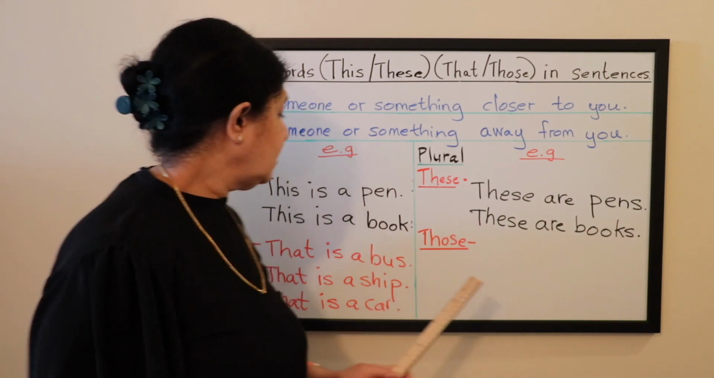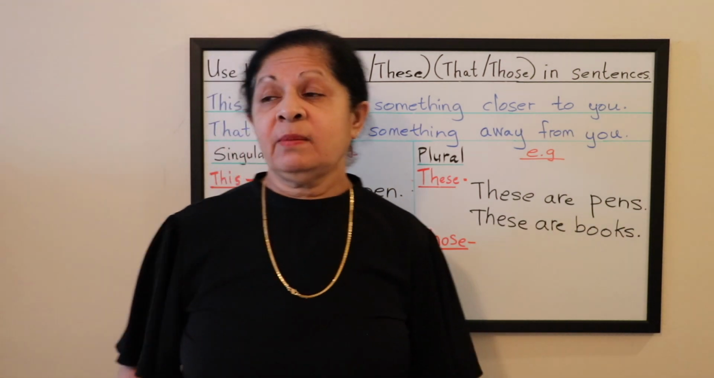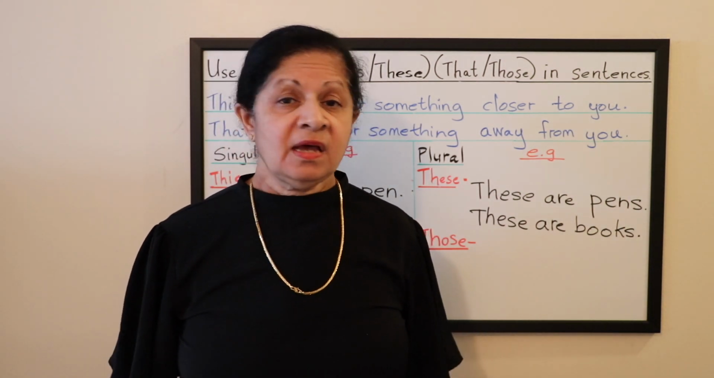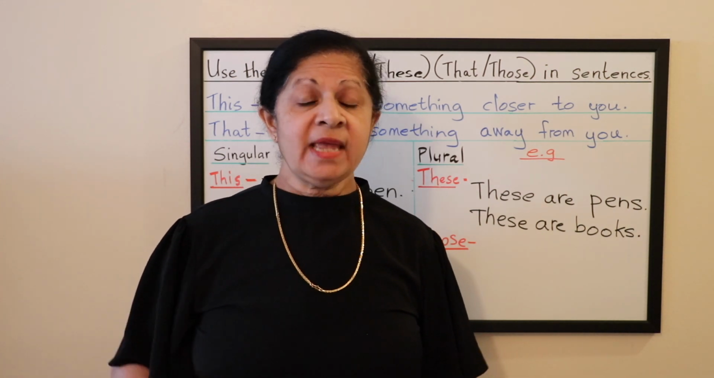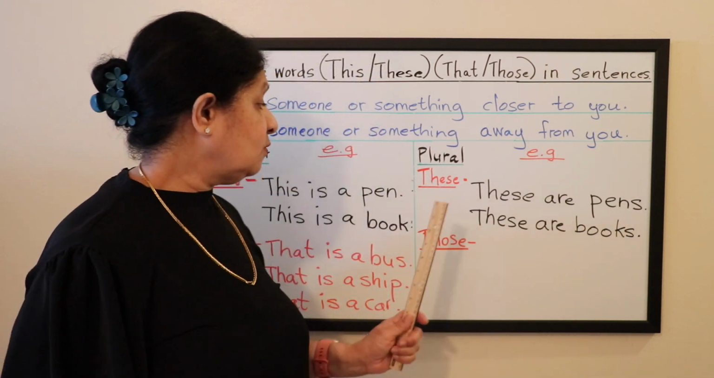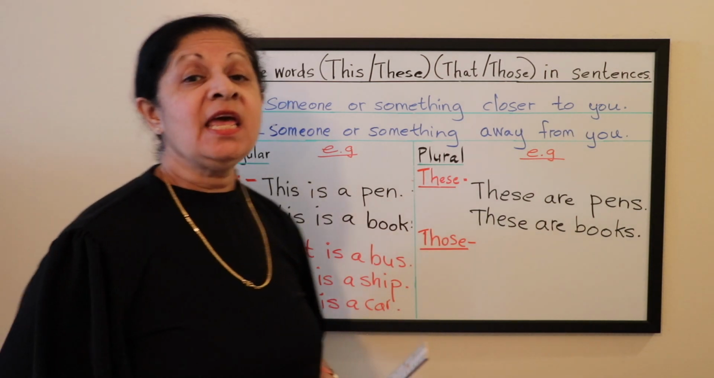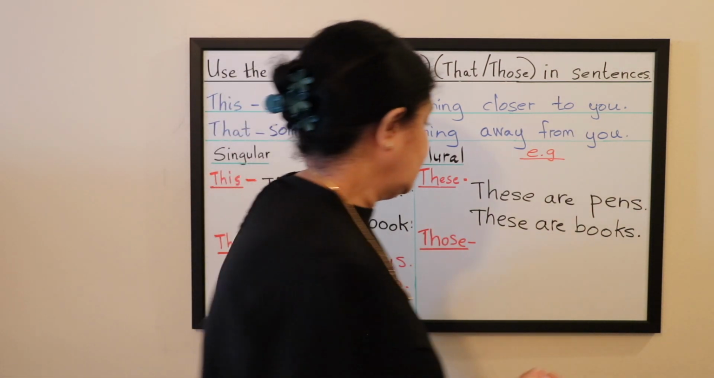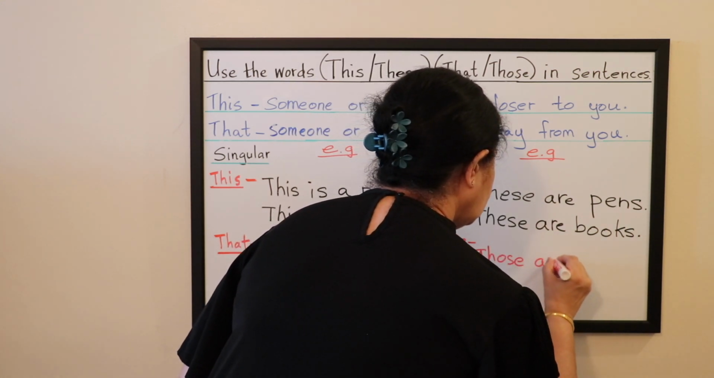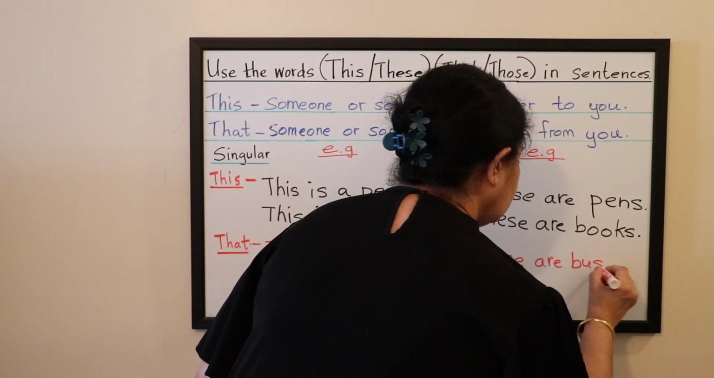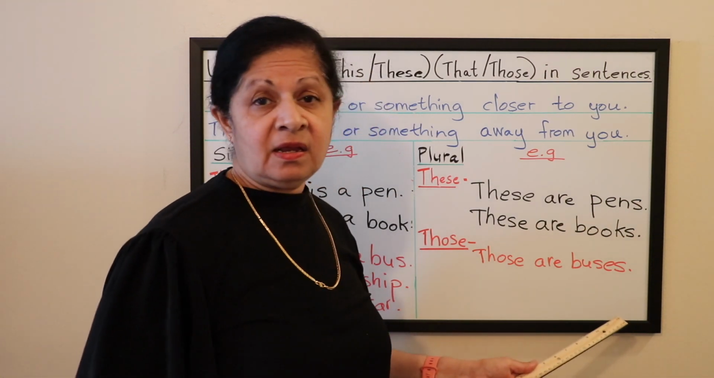Okay, next we'll go to the plural form. Now here I'm talking about one bus. But if I want to talk about 2 or 3 buses, how do I say? Can I say that is buses? No, I cannot say that is buses. I use the word those. That, the plural form is those. I say those are buses. Those are buses. Lot of buses.